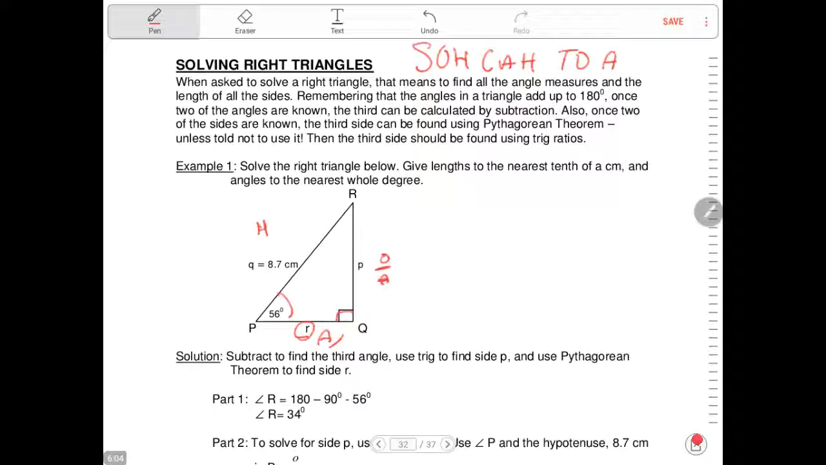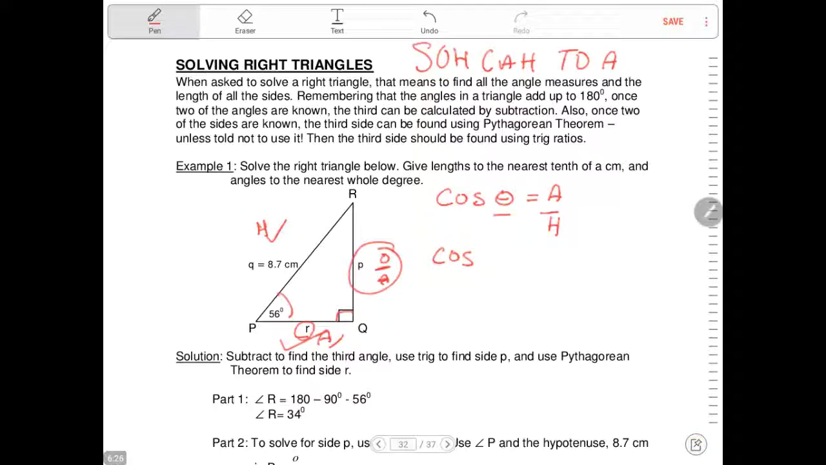So, which side do I want to find? I want to find my adjacent. Now, which side can give you any information to help you? Can this side? No, there's nothing there. You have to use this. So we're using A and H. So that's going to be cosine of the angle is A over H.